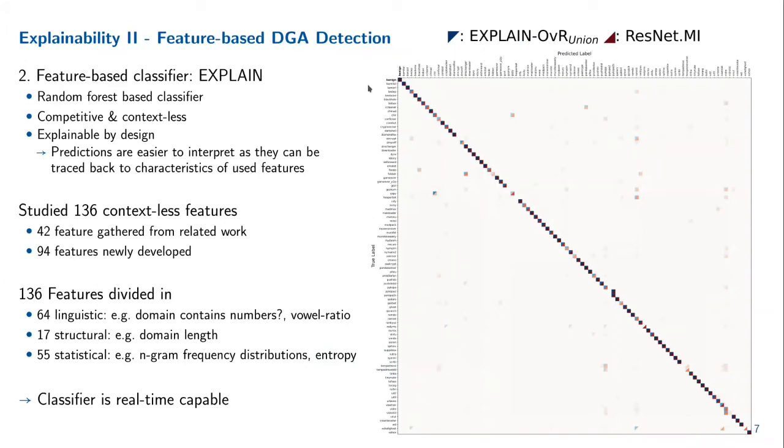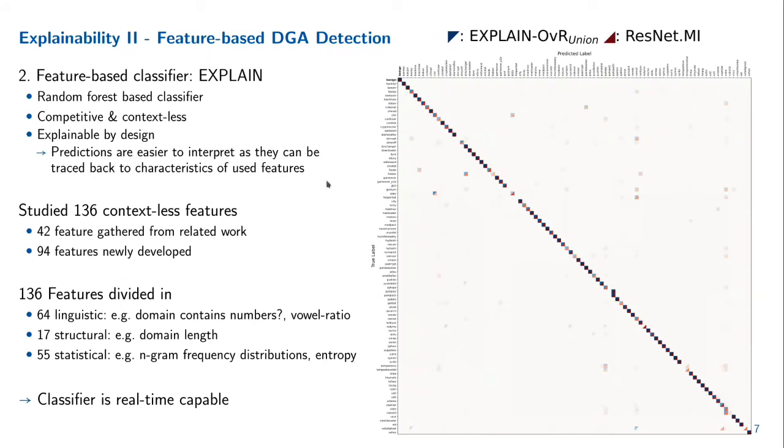Again, on the right side, you can see a confusion matrix, but this time it is combined with the deep learning-based approach we proposed earlier. The upper left part is the classification score for the explain classifier, the feature-based approach, and the lower right part is the deep learning classifier based on the resilient neural network. And what is interesting is that the deep learning classifier seems to learn very similar features as we have defined for the feature-based approach.